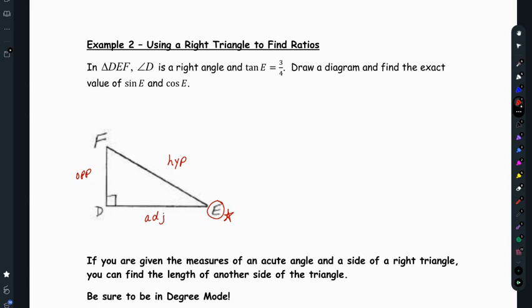Now they tell me that the tangent of E is 3 over 4. I'm going to write my acronym at the top here: SOH CAH TOA. So I know that the tangent represents the opposite over the adjacent. So my opposite side from angle E is going to be 3. My adjacent side from angle E is going to be 4.